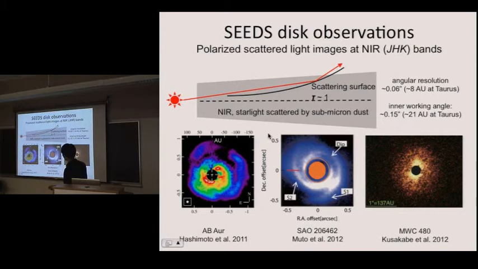So those are some of the recent results of this disk imaging. The AB Aur object, you see the complex morphology. The SAO 206462, where you see the spiral. And this is a very, very recent publication they put together last month.